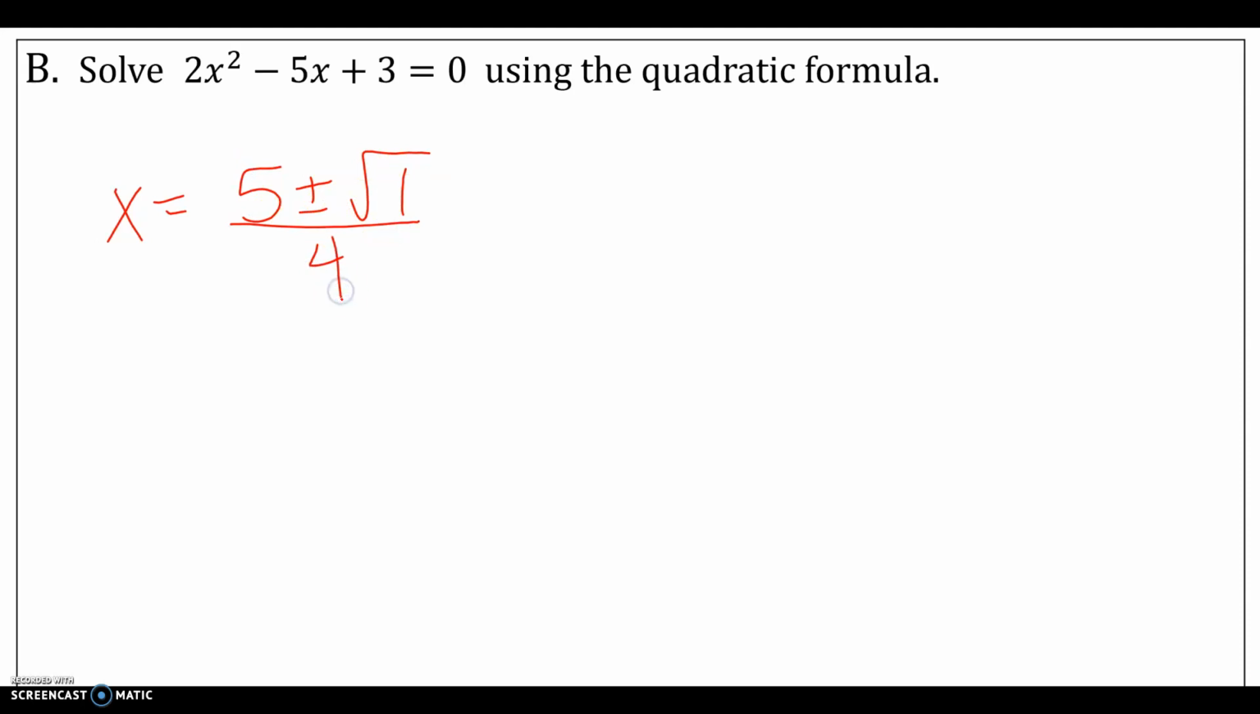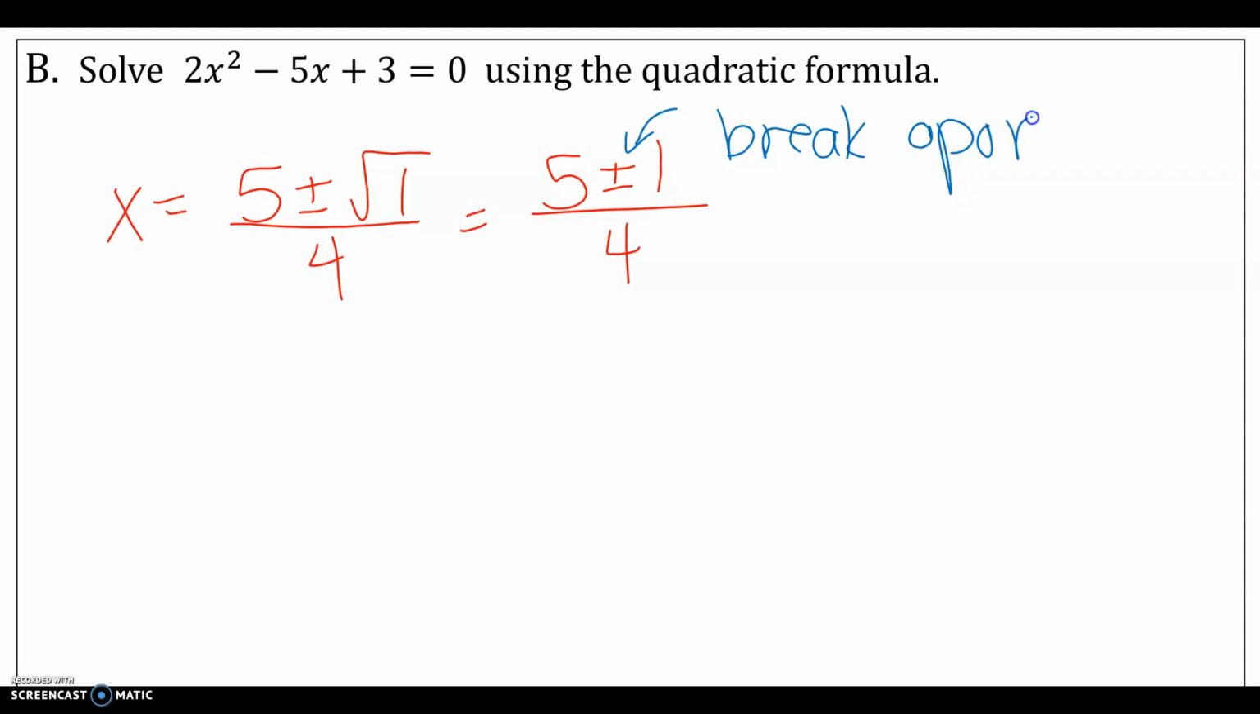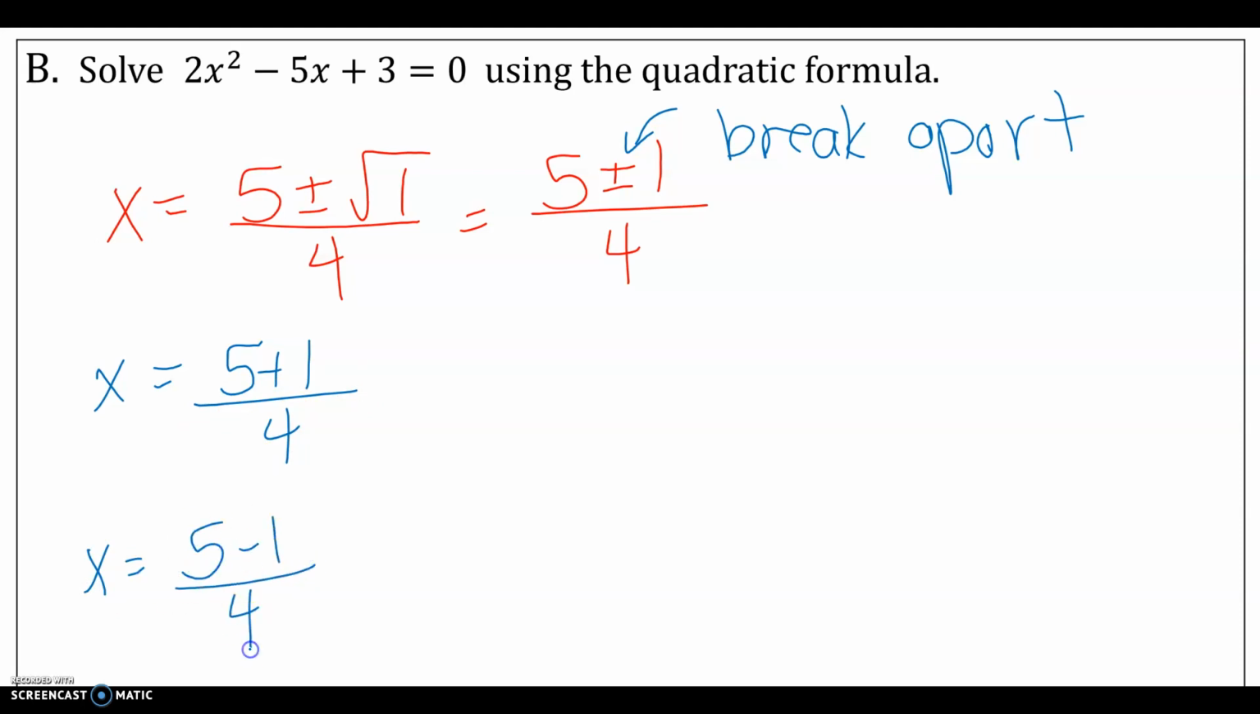Okay, so this is what you just had. So now you actually know the square root of 1 is simply 1. And now we need to break apart. So it's come down here, and we're going to use the positive. So we're going to get 5 plus 1 divided by 4, and then 5 minus 1 divided by 4.